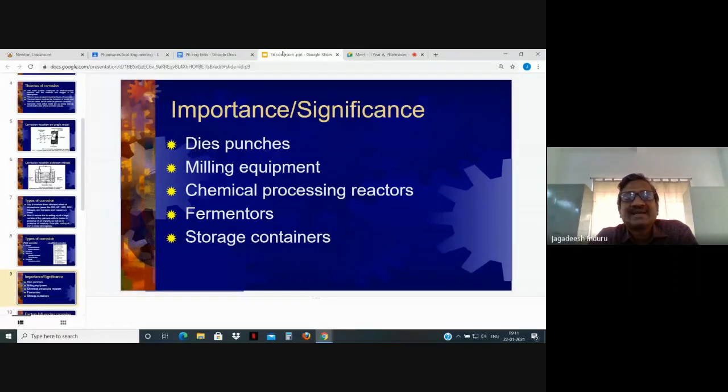Chemical processing reactors, most of the time in bulk drug manufacture, are going to have exposure to so many chemicals. These chemicals are going to damage our equipment surface and make contamination. So these are the chemical processing reactors used in bulk drug manufacture getting damaged because of corrosion. Another one is the fermenters used in biotechnology.